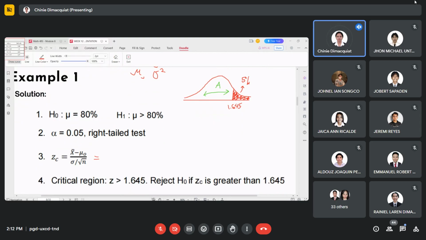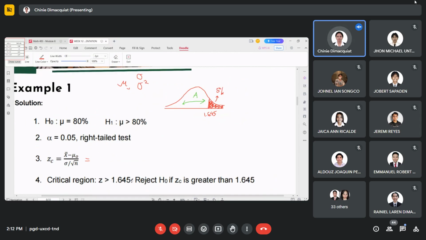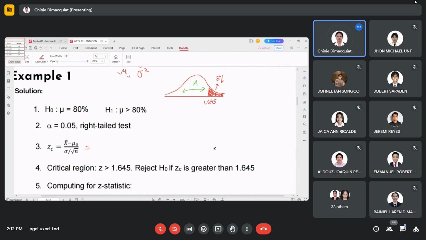Ayan. So, yung ating critical region ay z is greater than 1.645. Ito yung ating rejection region. Then, reject null hypothesis if yung computed z natin ay mas malaki kay 1.645, dahil ito yung ating rejection region. Okay, so hanapin na natin yung value ni z. Computing for z statistic.